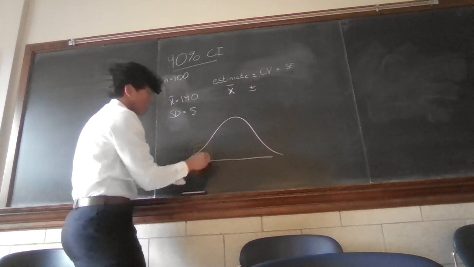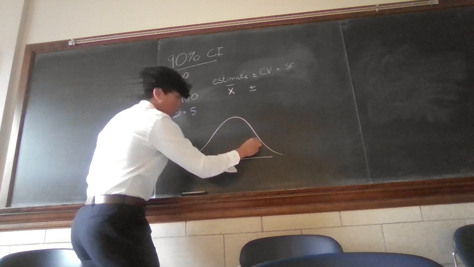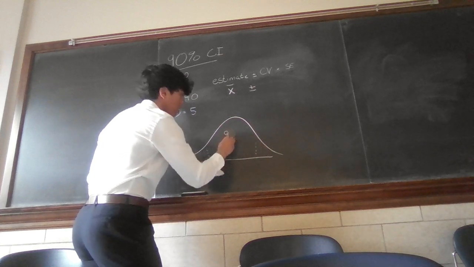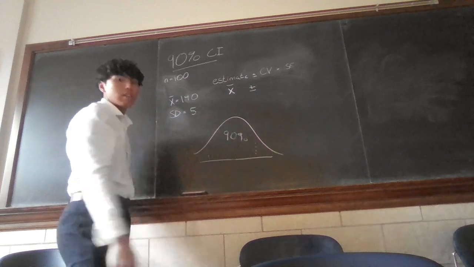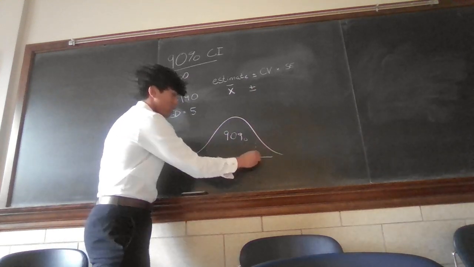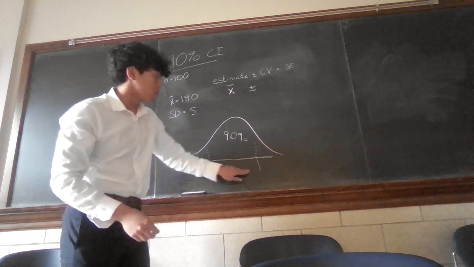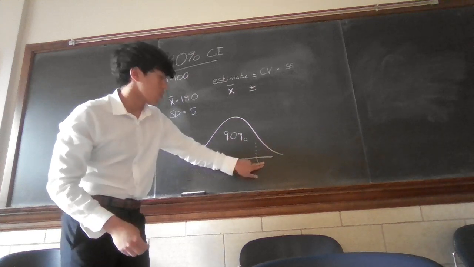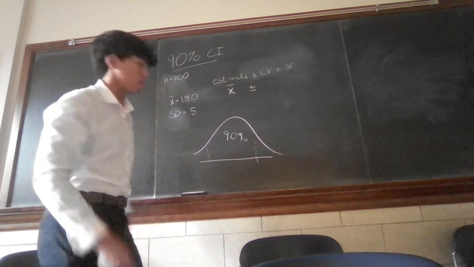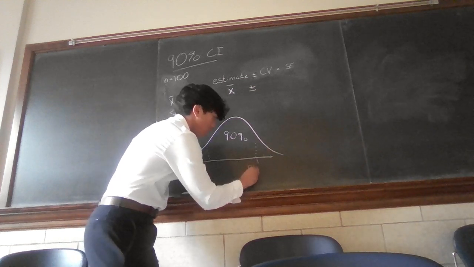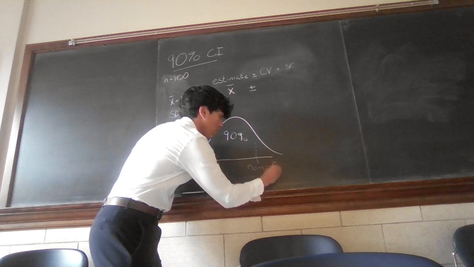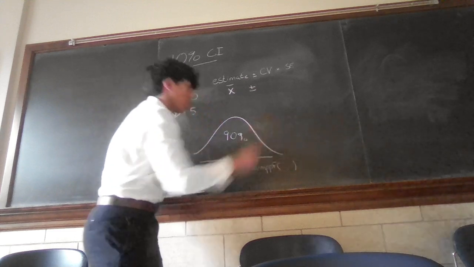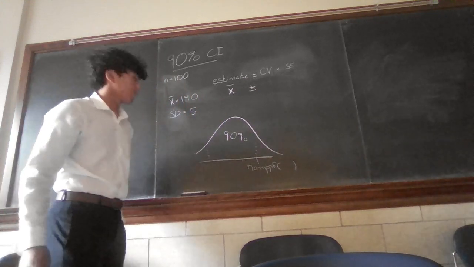And so we want 90% to be in this little area. So we need to find this tail right here. And we can do that using the inverse norm operation, which is norm PPF. Norm PPF. And now what value should we put in here?